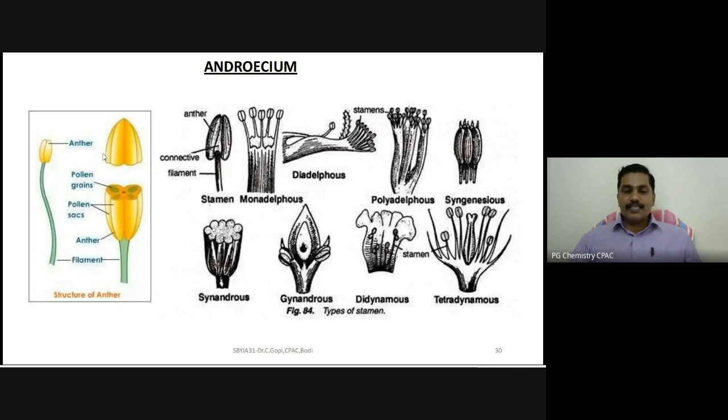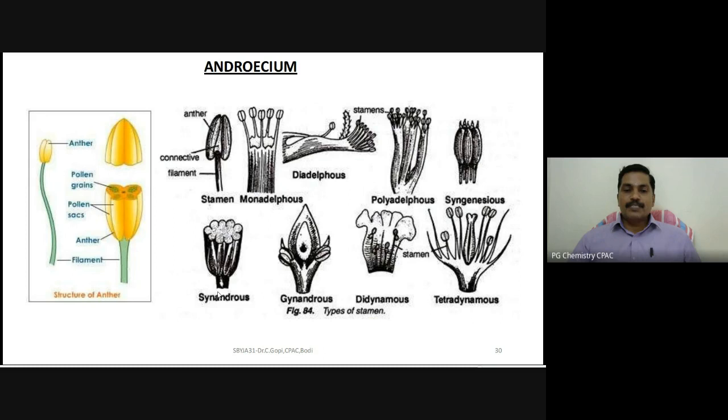This anther is arranged in different types. If it is simply present like this, it means simple stamen. Simple stamen. When these stamens are arranged in a bundle, that bundle is called monadelphous. Monadelphous. If there is more than one bundle, it is called diadelphous or polyadelphous.